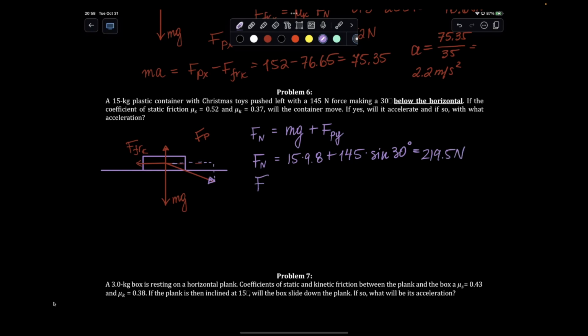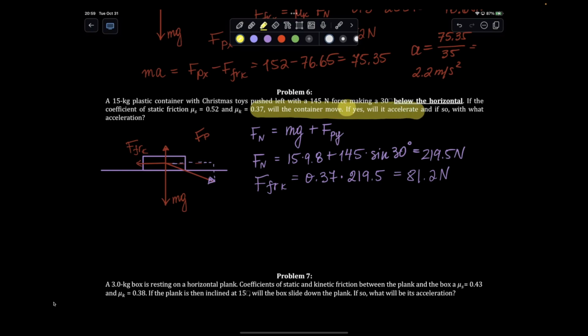From there, I can say that my force of friction, kinetic, is going to be 0.37 times 219.5. It's going to be 81.2 newtons. But here's the deal. How do I know if I need to go ahead and find my acceleration yet? If they ask me, will the container move? And if yes, find the acceleration. So I kind of jumped the gun here. Do not do that. Will the container move?